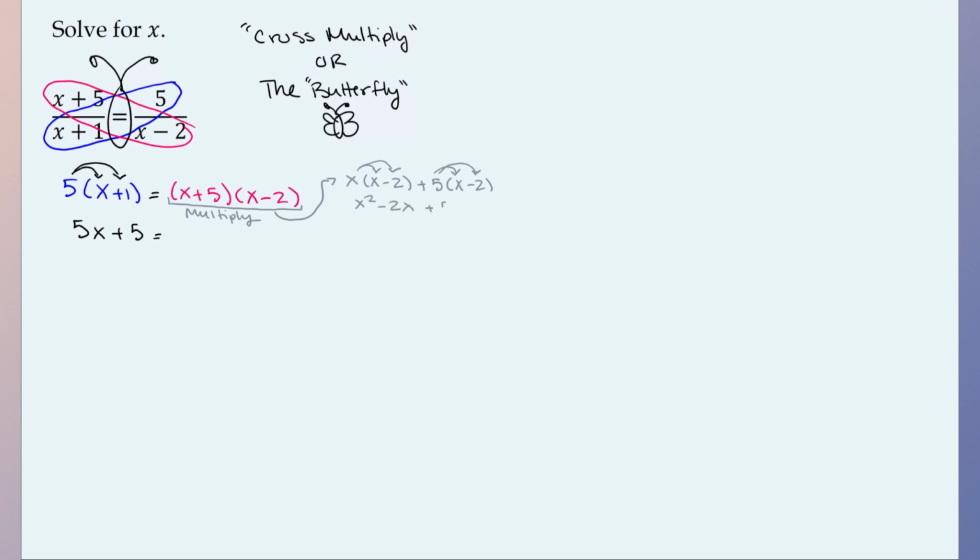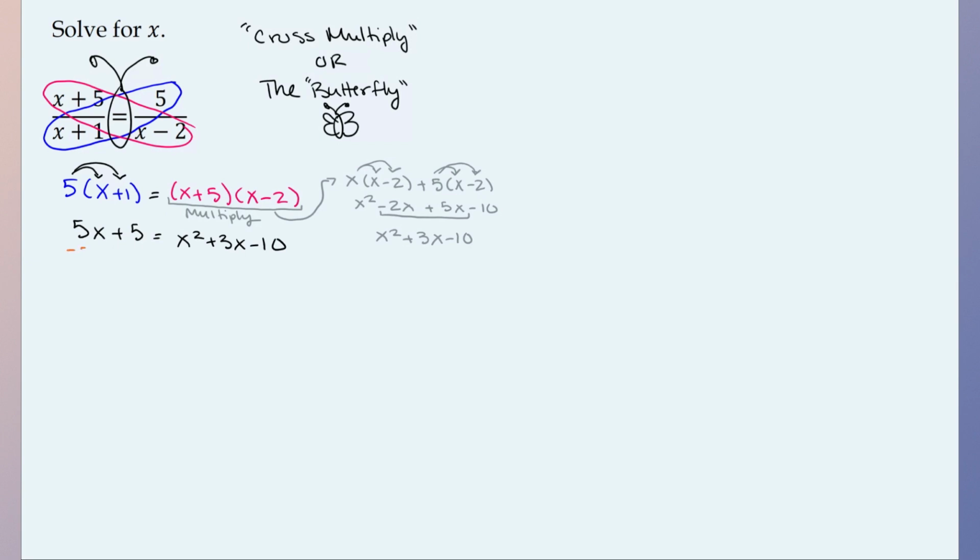We're going to distribute on both of those parentheses. So we have x squared minus 2x plus 5x minus 10. Combine those like terms to x squared plus 3x minus 10. So that's going to get us that right side of our equation.